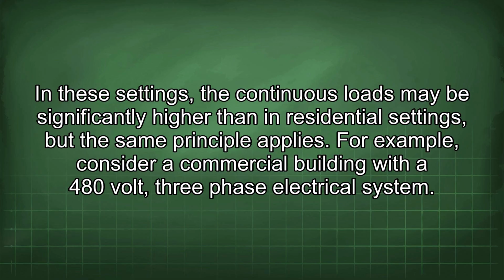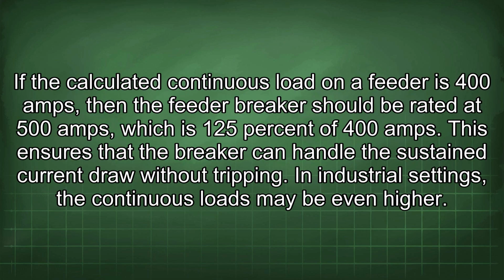For example, consider a commercial building with a 480-volt, three-phase electrical system. If the calculated continuous load on a feeder is 400 amps, then the feeder breaker should be rated at 500 amps, which is 125% of 400 amps. This ensures that the breaker can handle the sustained current draw without tripping.